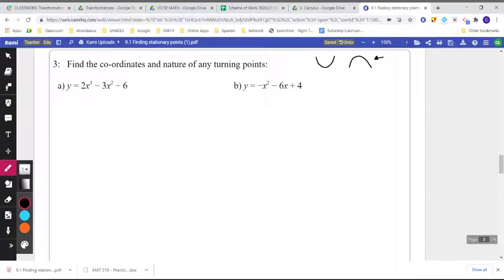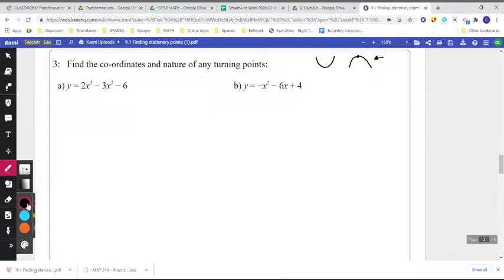but we're going to try to find the coordinates and the nature of this turning point. So we're going to find the coordinates of our max and prove that it is in fact a max. This is just another way of looking at it. We already know it's a parabola opening down because of this negative, but we're going to use differential calculus to prove that there's a turning point, find the coordinate of that turning point, and then show that it is in fact a maximum.